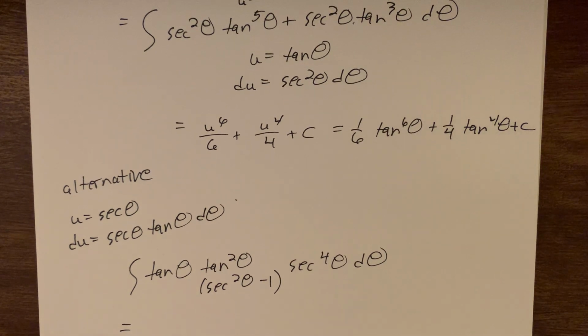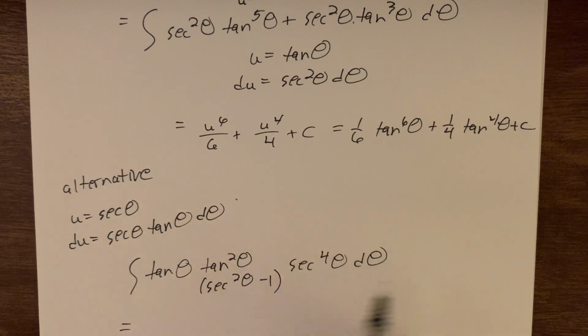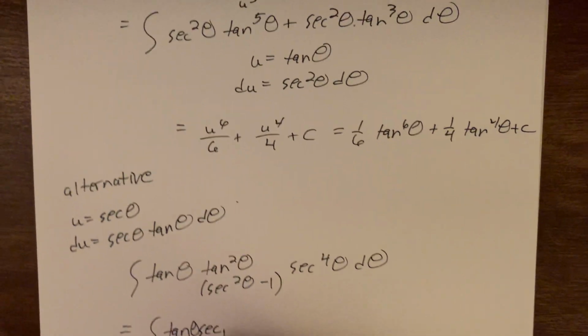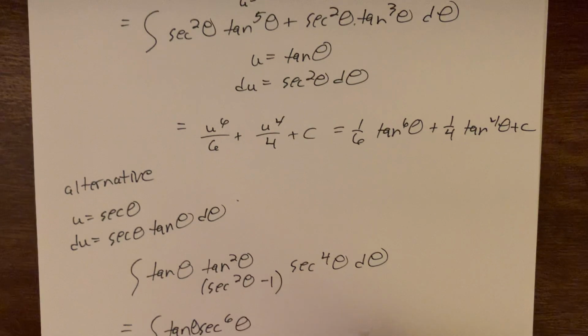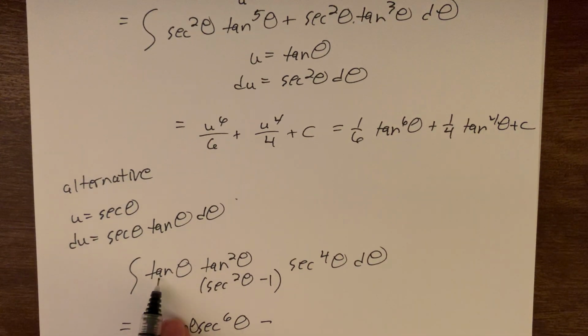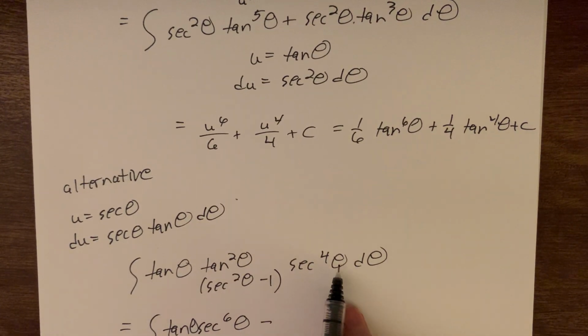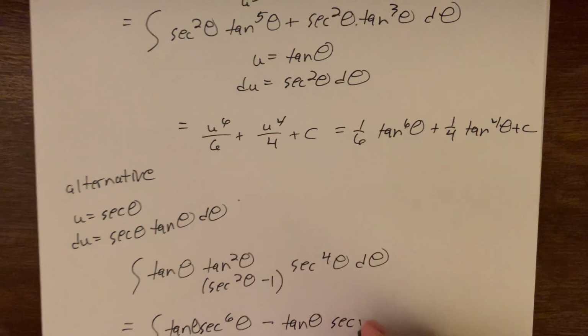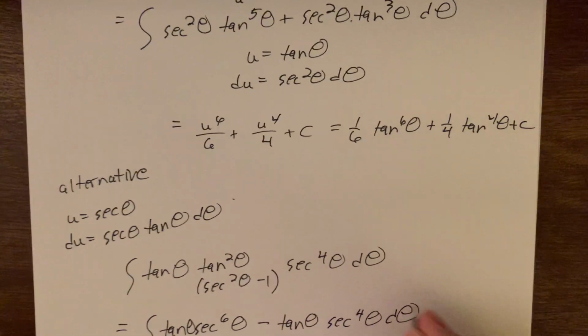Put these together, multiply it all out. Tangent times secant squared times secant to the fourth. I get tangent secant to the sixth minus tangent times minus 1 times secant to the fourth. I get tangent secant to the fourth.